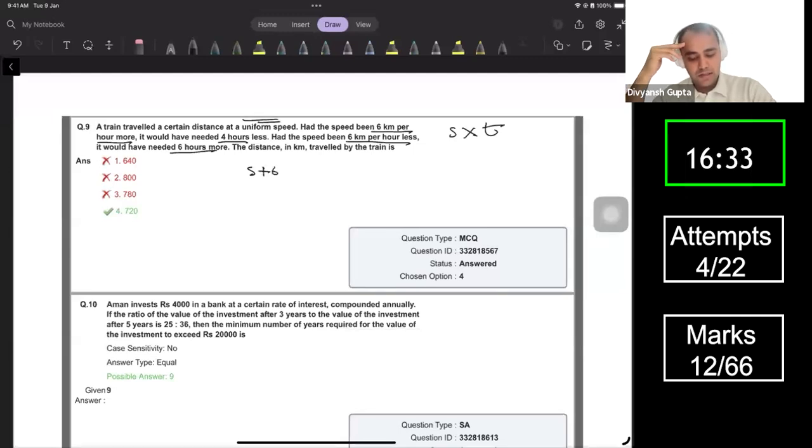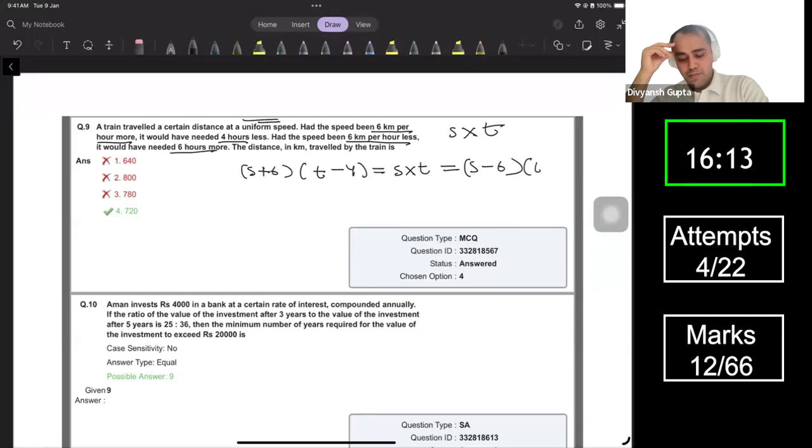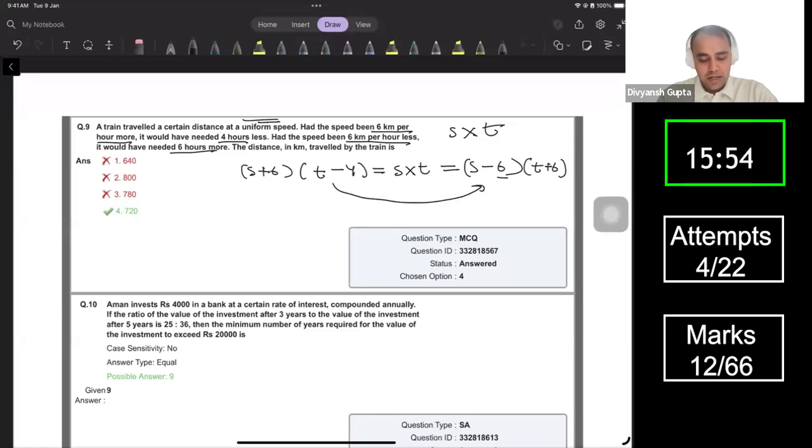So (s + 6)(t - 4) is equal to s into t, which is also equal to (s - 6) into (t + 6), since had the speed been 6 km less, the time needed would have been 6 hours more. Okay, fair enough. So you have two variables, and you need to find s into t. Let's first deal with these two.